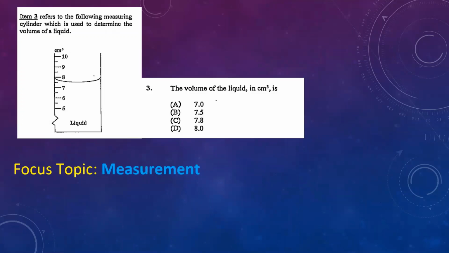Number 3. Item 3 refers to the following measuring cylinder, which is used to determine the volume of a liquid. And you are to read the volume here. So we notice that the bottom of the meniscus is at 7.5 cm cube. So our answer should be 7.5 cm cube, which is B.